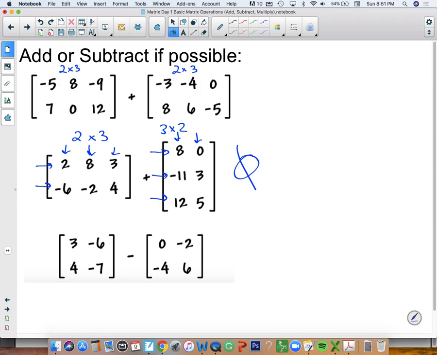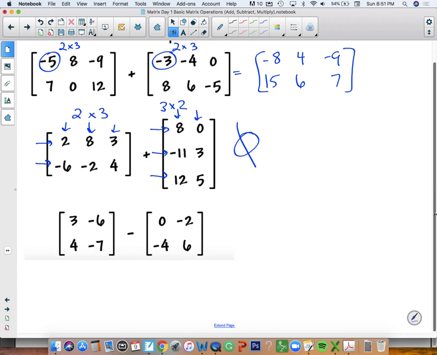So let's do them real quick if you haven't already. So this new matrix it's going to give me, remember, add the corresponding pieces. Okay, so that'd be a -8, and then a 4, -9, that's going to be the right-hand side. That'd be a 15, 6, and then a 7. That's our new matrix for that addition problem, okay?